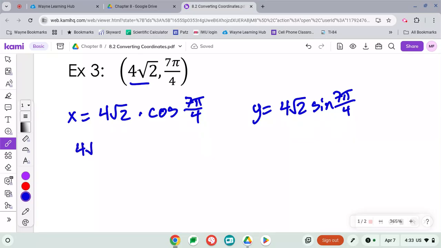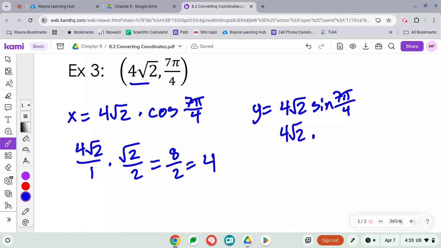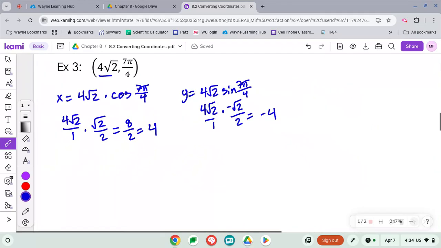So I'm going to rewrite this as 4 root 2 over 1 times root 2 over 2. On the top here, 4 root 2 times root 2: root 2 times root 2 is 2, and 4 times 2 is 8. So 8 over 2, which reduces to 4. It'll be very similar for sine, except it's a negative. So if it's a negative, it will be negative 4, and that's our y value.